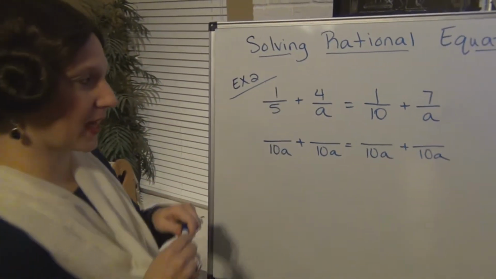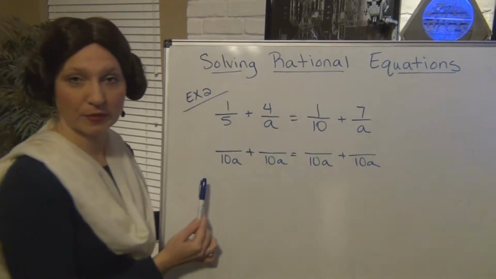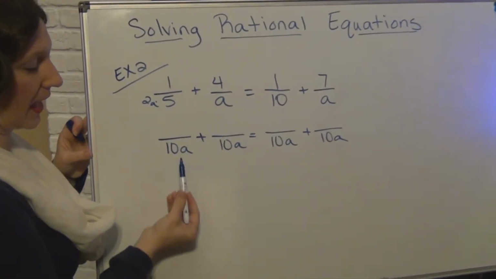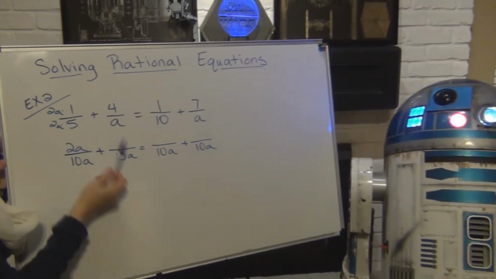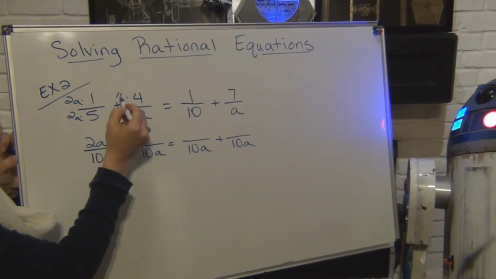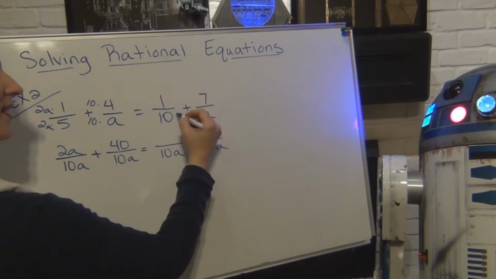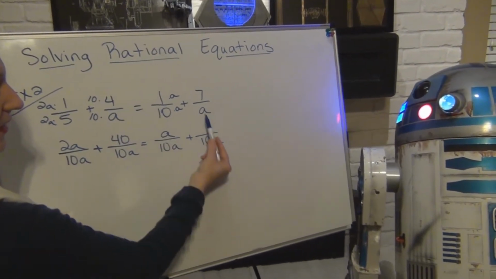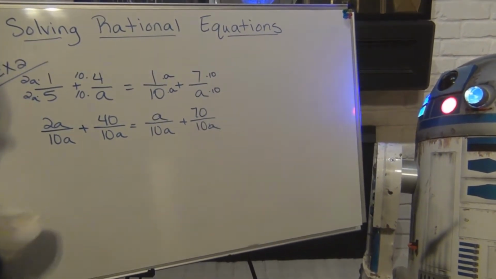I chose that because all of these could multiply up to 10a. So I'm trying to choose something that they all would be able to multiply up to. So for example, I can multiply this one times 2a, and it'll equal 10a. So I'm going to multiply the top times 2a. This one, I need to multiply by 10 to get it to be 10a, so I'm going to multiply it by 10, which means I need to multiply the numerator by 10 to get 40. This one, I need to multiply by a. 1 times a is a. The last one, I need to multiply by 10 to get it to be 10a, and that's 70.